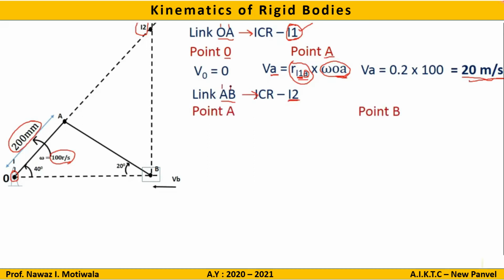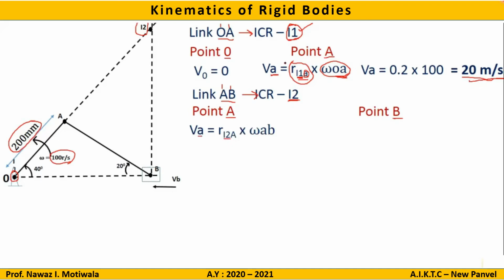Next step, as it is link AB, there are two points, A and B. So I will write point A and point B. After that, I will write the equation for velocity of A and the equation for velocity of B. So I will write VA is equal to r I2A.